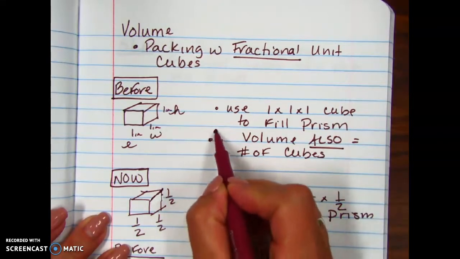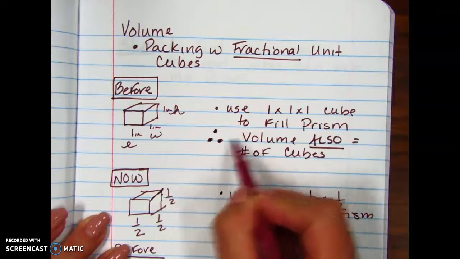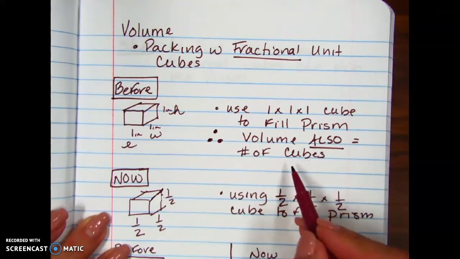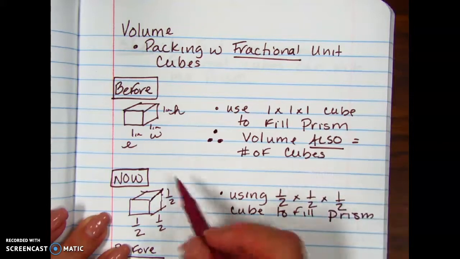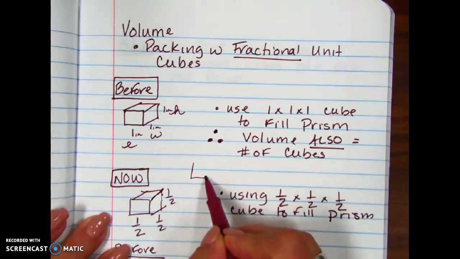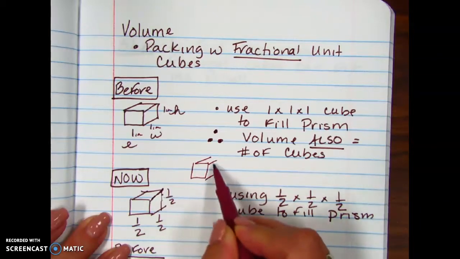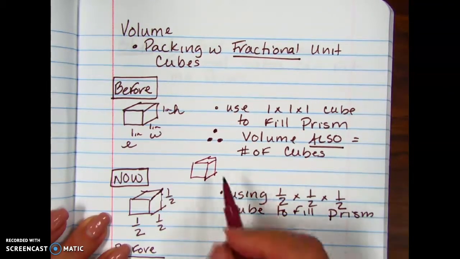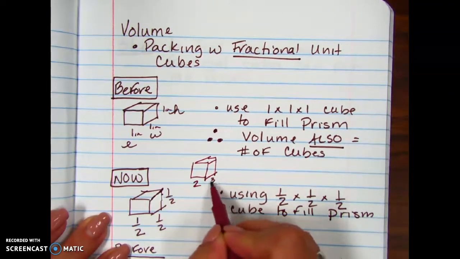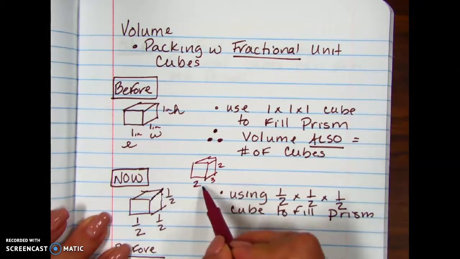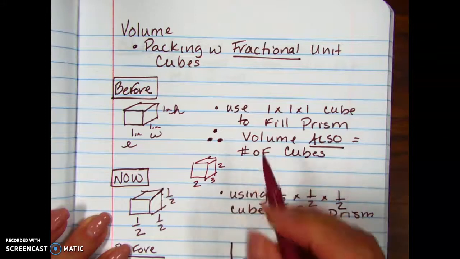Oh, by the way, this symbol here means therefore. Therefore, the volume of the prism also equals the number of cubes. So if I have a prism that might be, let's say, 2, 3, and 2, and I want to see how many 1 inch cubes will fit this 2 by 3 by 2 inch prism.